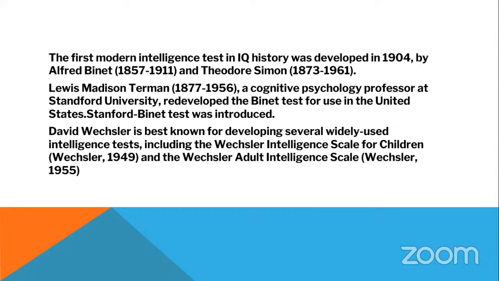In that case, we have a lot of tests developed. The first intelligence test was developed by Alfred Binet and Theodore Simon. Then Louis Terman, a cognitive psychology professor at Stanford University, redeveloped this Binet test, and it was then called the Stanford-Binet test. Thereafter comes David Wechsler. He developed many intelligence tests like the Wechsler Intelligence Scale for Children, then the Wechsler Adult Intelligence Scale, and there are more other versions as well.